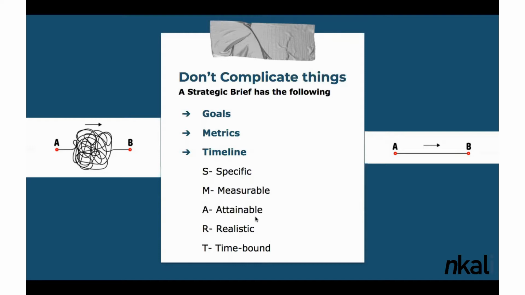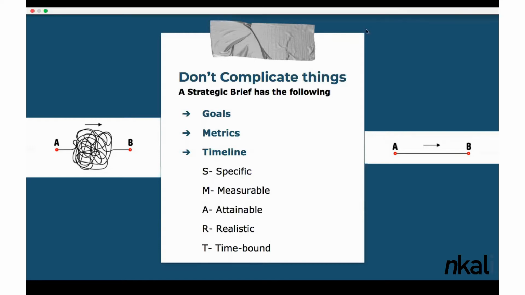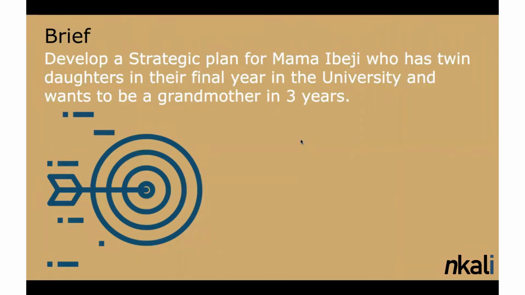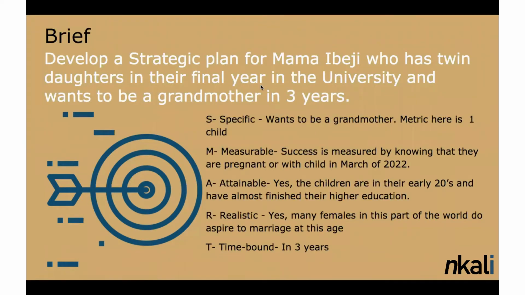So I'll carry on with this. Let's work on a very quick brief for Mama Ibeji. She's the mother of twins, right? So the brief is to develop a strategic plan for Mama Ibeji, who has twin daughters in their final year in the university and wants to be a grandmother in 3 years, right? So we are working with stuff that is very relatable. How is this brief accurate? This brief is accurate because it is specific. Her specific goal is that she wants to be a grandmother.